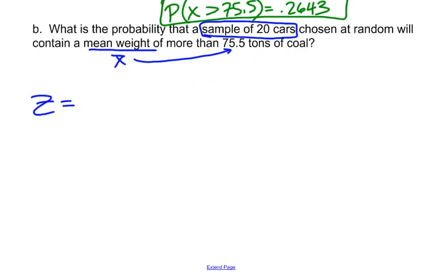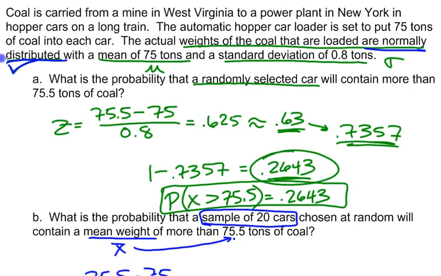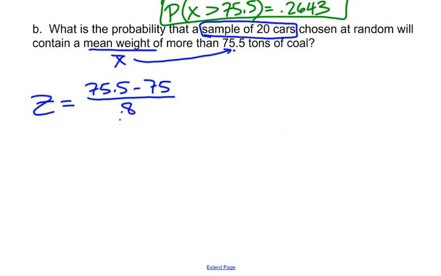So we'll use our z-score for sample means. That would be 75.5, which is the sample mean that we're testing, minus the actual mean, which was 75. That's the mean for the population. And we want to divide that by the standard deviation, which I believe was 0.8. Yes, sorry, 0.8 over the square root of n. And in this case, n is 20. So I'll give you a second to compute that.